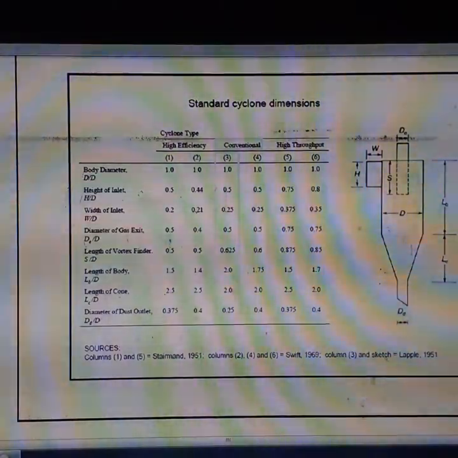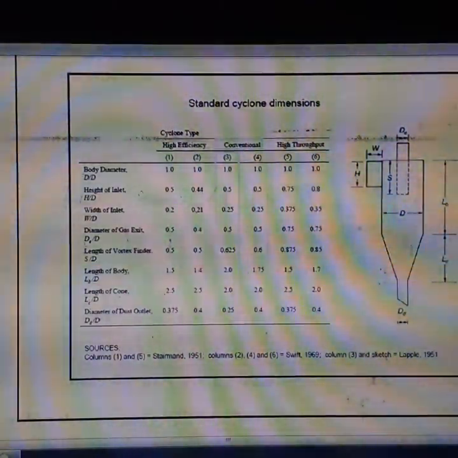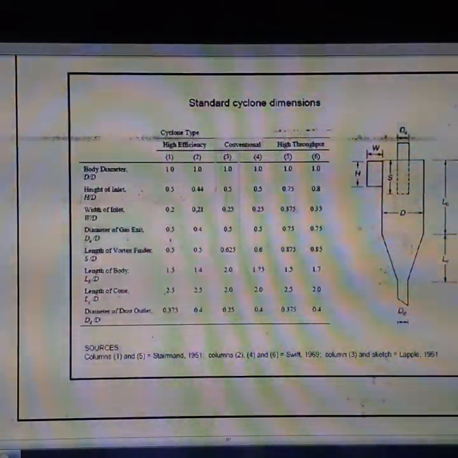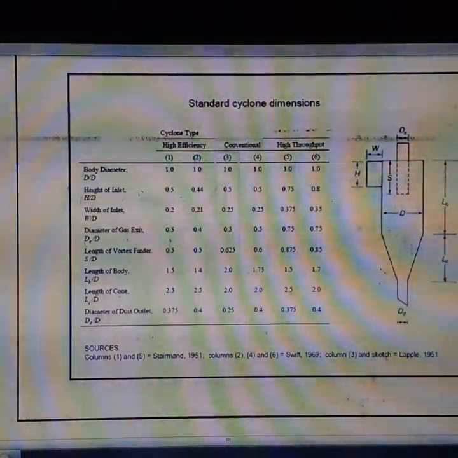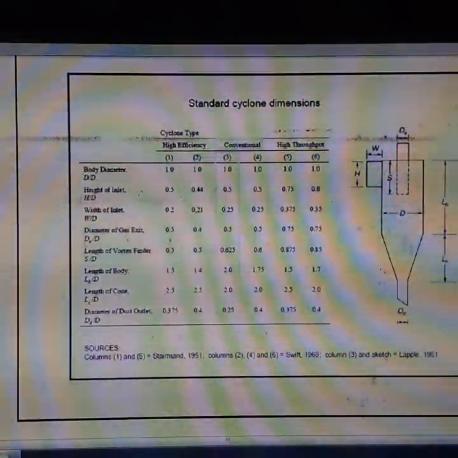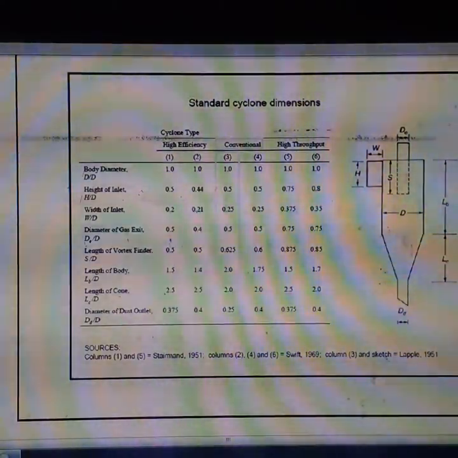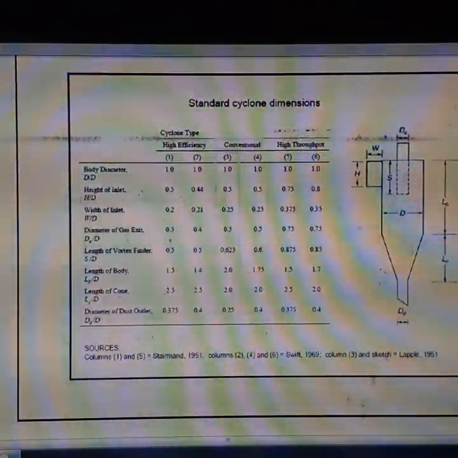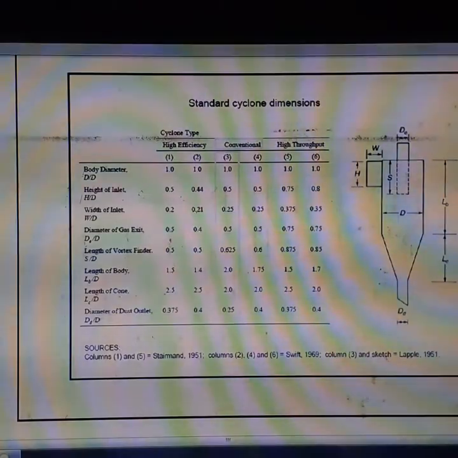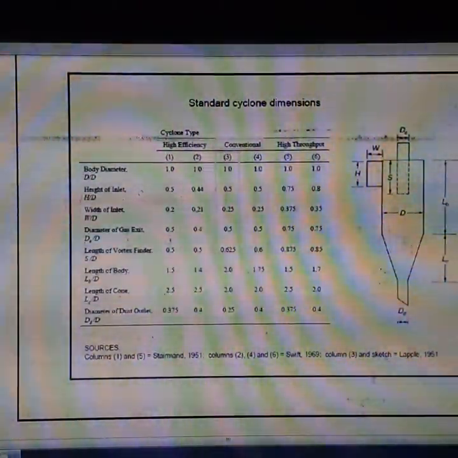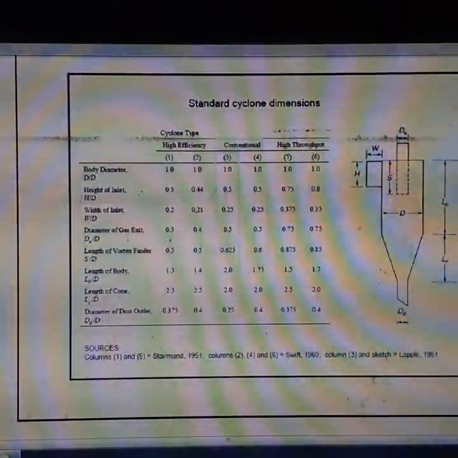Now, standard cyclone dimensions. Extensive work has been done to determine in what manner the dimensions of a cyclone affect performance. In some classic work that is still used today, Shepherd and Lapple, in 1939 and 1940 respectively, determined optimal dimensions for cyclones. Subsequent investigators reported similar work, and the so-called standard cyclones were born. All dimensions are related to the body diameter of the cyclone so that the results can be applied generally.